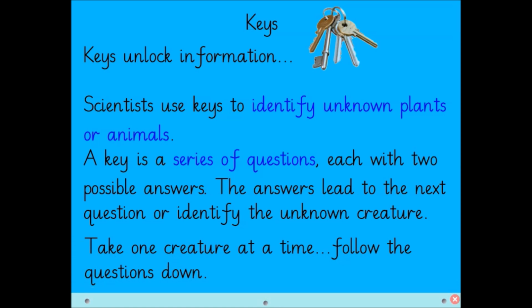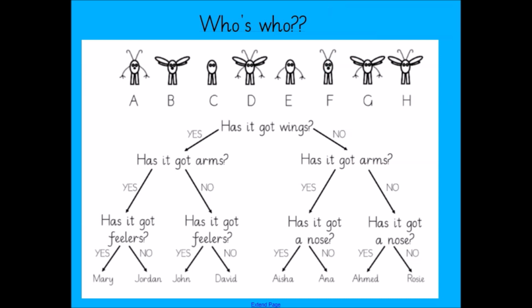We're going to go through a couple of examples now. I want you to take one creature at a time and then we're going to follow the questions down. So, who's who? Here we have a selection of made-up creatures at the top, ranging from A to H, and we have a little identification key here down the bottom, which will tell us the names of each creature. I'm going to work through A, B and C with you, and then you can pause the video and see if you can work out the names of the other creatures yourself.